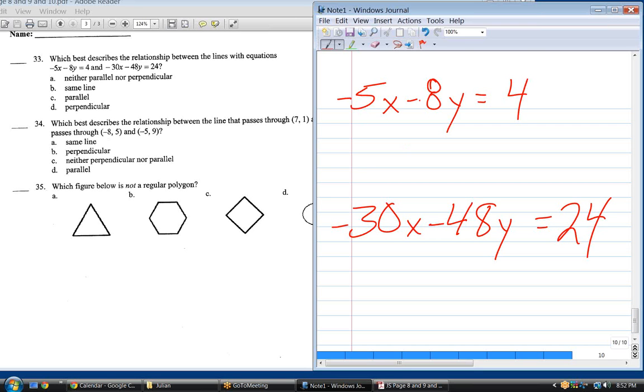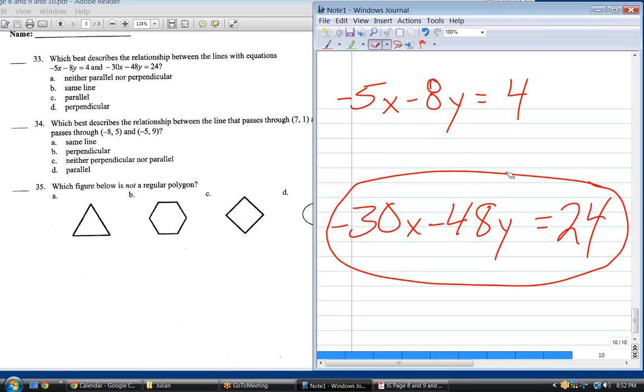Remember, I can do anything I want to an equation. I can multiply both sides by any number I want. So if I take this line and multiply the left by 6 and the right by 6, I get this line. Well, you don't change the line by multiplying it by 6. It's the same line. So B is the answer.